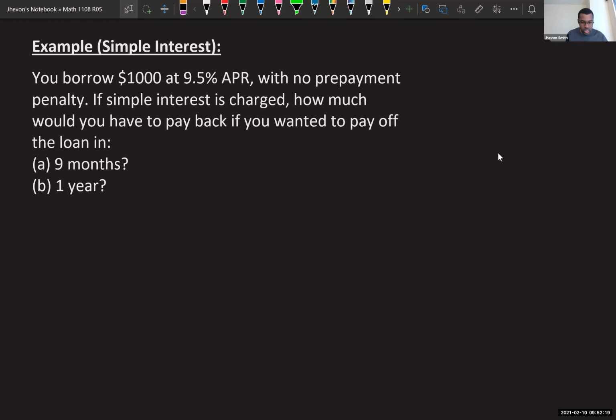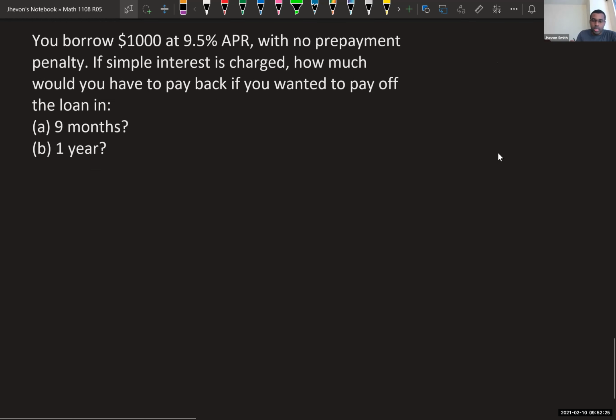So we're going to look at this problem from two different loan term perspectives. You borrowed over a year or borrowed over 9 months. So let's actually do part A. So in part A, we know what formula we want to use, so let's actually do it. So here, P equals 1,000, right? That's the principal, the amount you want to borrow.